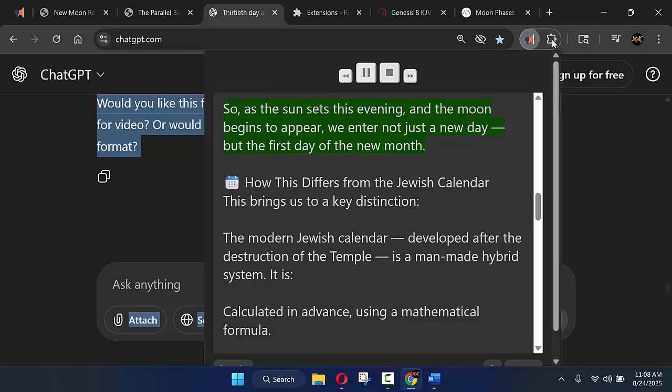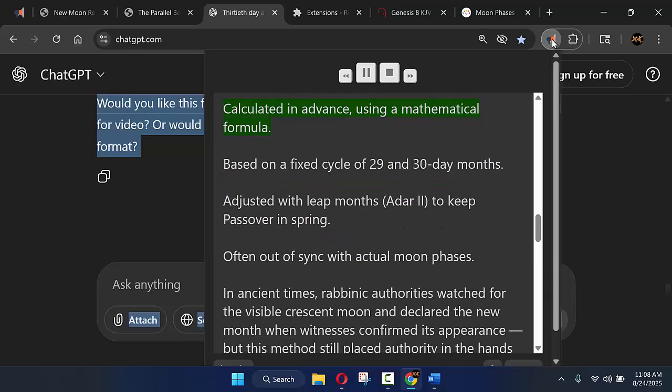So, as the sun sets this evening, and the moon begins to appear, we enter not just a new day, but the first day of the new month. How this differs from the Jewish calendar. This brings us to a key distinction. The modern Jewish calendar, developed after the destruction of the temple, is a man-made hybrid system. It is calculated in advance, using a mathematical formula, based on a fixed cycle of 29 and 30-day months, adjusted with leap months, Adar 2, to keep Passover in spring, often out of sync with actual moon phases.